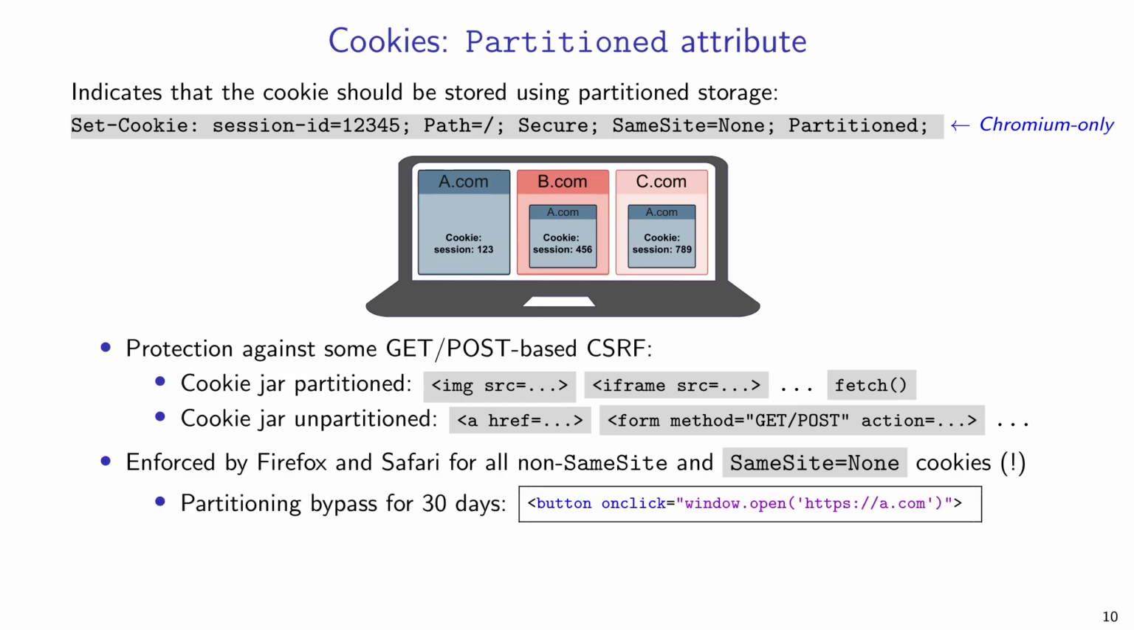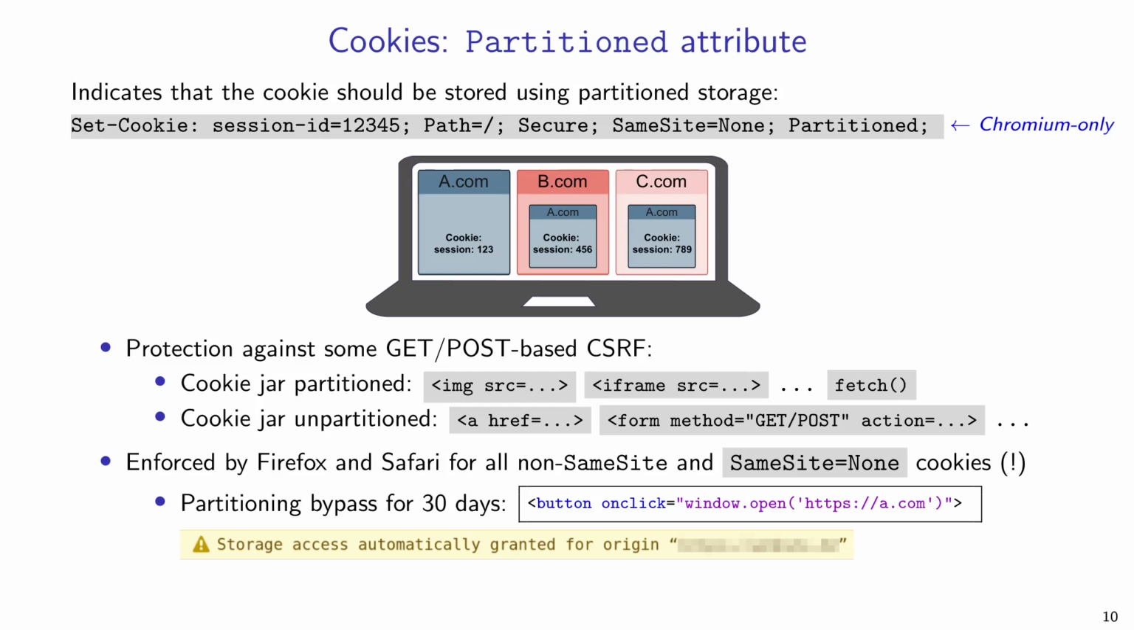To achieve the partitioning bypass for 30 days, it is enough if an attacker's website opens a pop-up to the target website. In such a case, the unpartitioned storage access will be automatically granted to the attacker's website, and the attacker's website will be able to perform cross-site requests using the same unpartitioned cookies that are used when the user accesses the target website directly. The reason why such a bypass is enabled by browsers is to support legitimate use cases where a third-party website would need to perform cross-site requests using unpartitioned cookies.